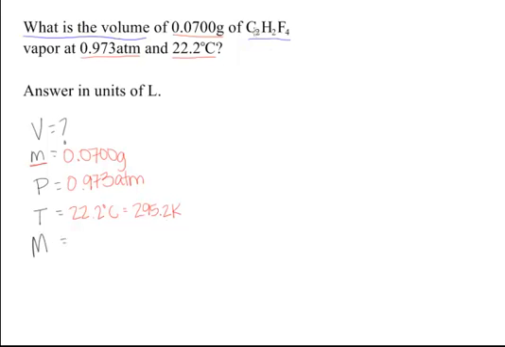And to find the molar mass of this compound, you just take 2 times the mass of carbon, which is 12.01, plus 2 times the mass of hydrogen, which is 1.008, plus 4 times the mass of fluorine, which is 19. And that all adds up to 102.04 grams per mole. So I'm going to put that in down here. And now I can see I have all the pieces that I need.